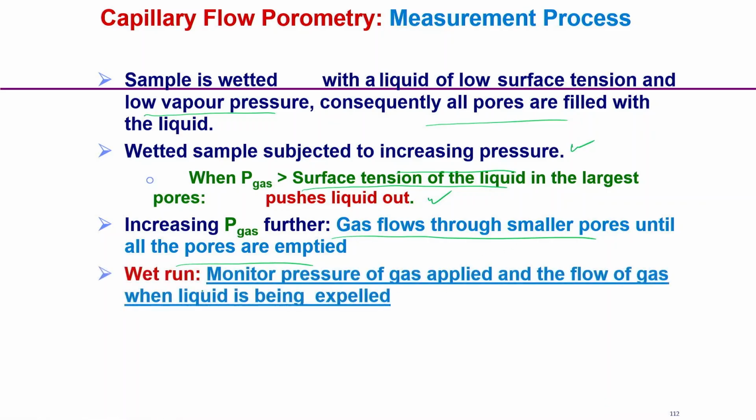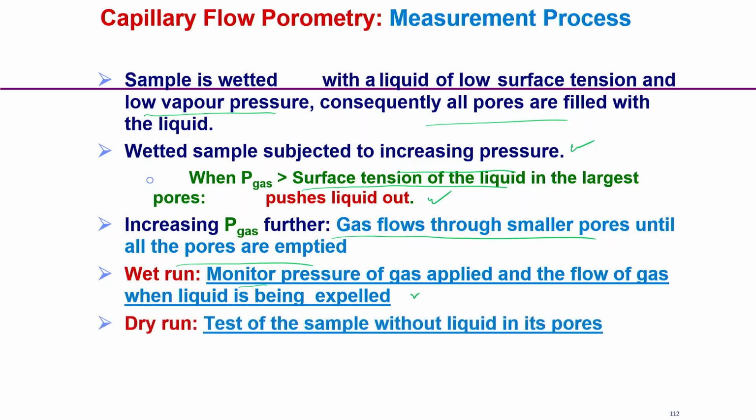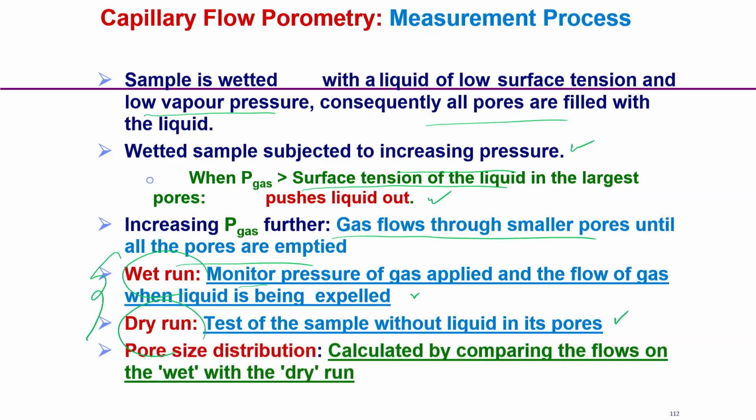In the wet run, we monitor the pressure of gas applied and the flow of gas when the liquid is being expelled, and also there is a dry run. Without any liquid we run this process and measure the flow rate at a certain pressure, and from these two data sets we can get the idea of the pore dimension, the pore size distribution, by comparing the wet run and dry run results.